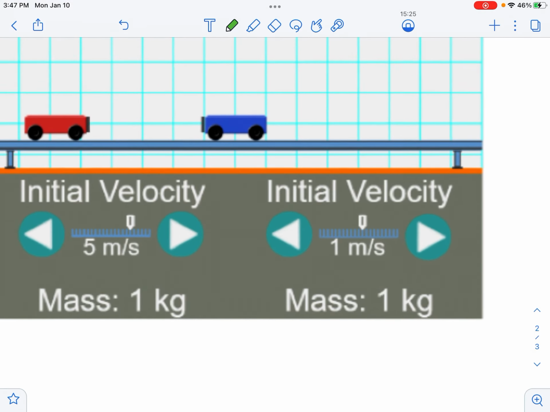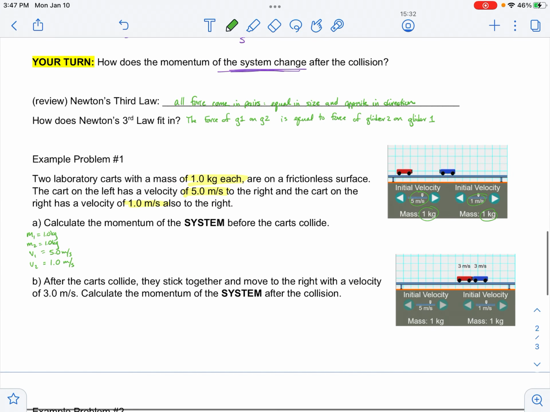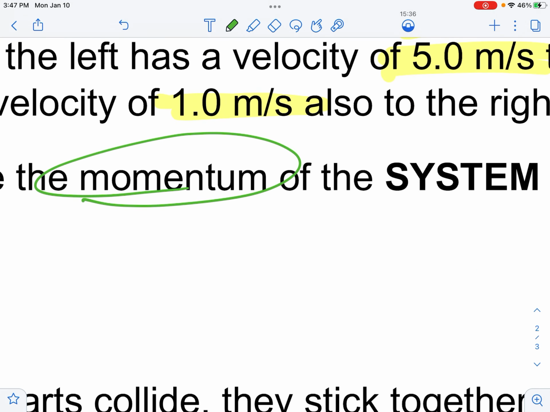And if you look, it tells you: 1 kilogram, 5, and 1. Okay? All right. And then it says calculate the momentum of the system. All right, we know how to do that.